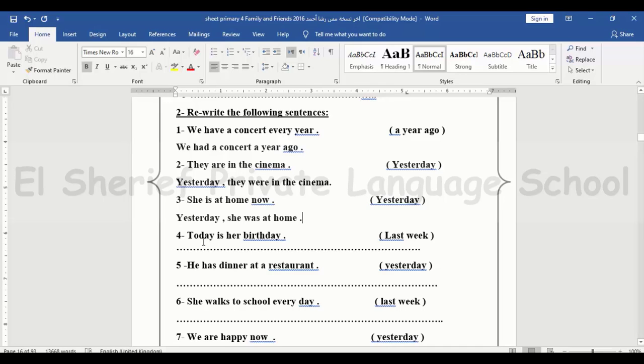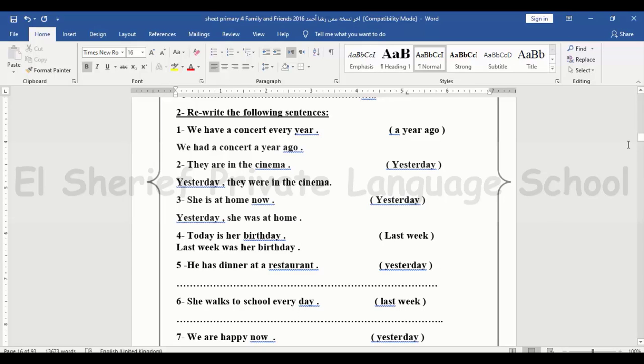Question number 4. Today is her birthday. Use last week. So we start with last week, because last, L is capital. So we start the sentence using last week. Last week was her birthday. As you know, the past form or the second form of is was. Last week was her birthday.